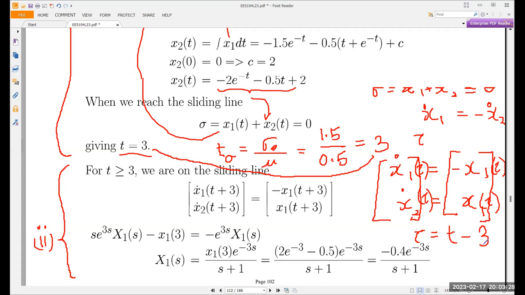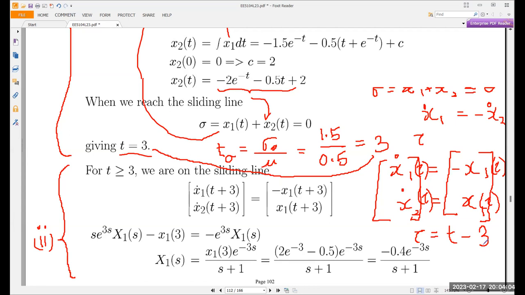So when the old clock is 3 seconds, the new clock is 0. Okay? Because this part of the maths is only good for after 3 seconds. So you use a new clock. If you don't want, you use the same old clock, then you just have plus 3, plus 3, plus 3. The math will come out to be the same, just remember you use tau or t.